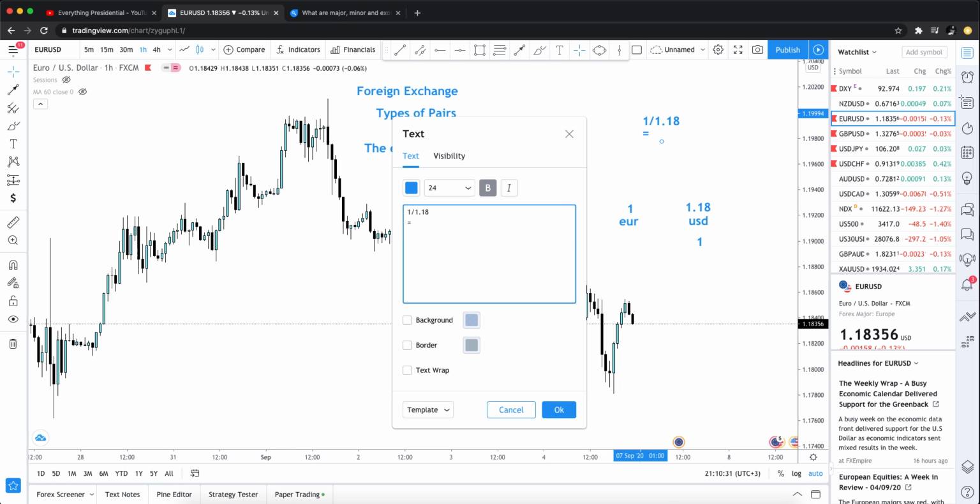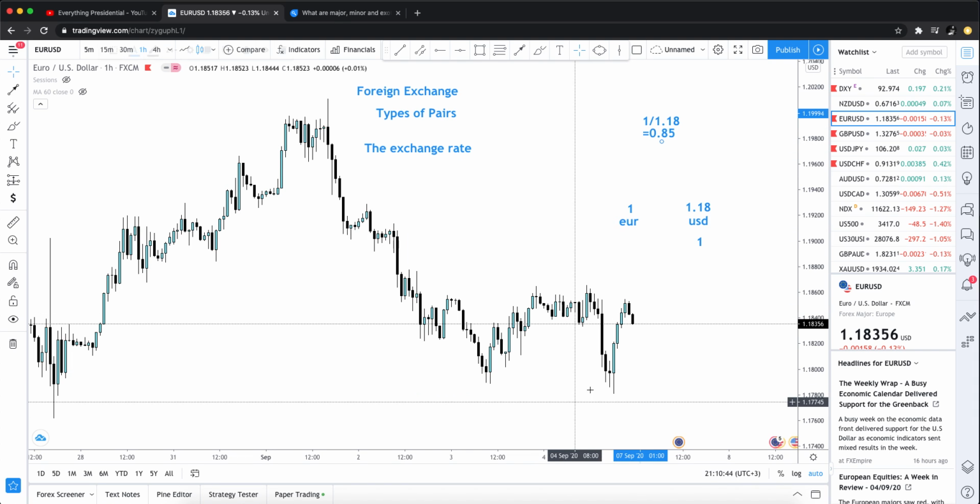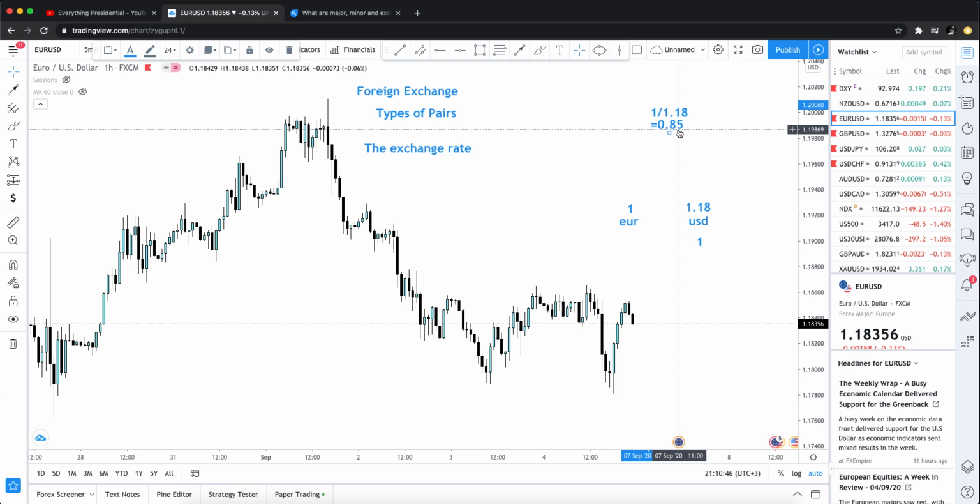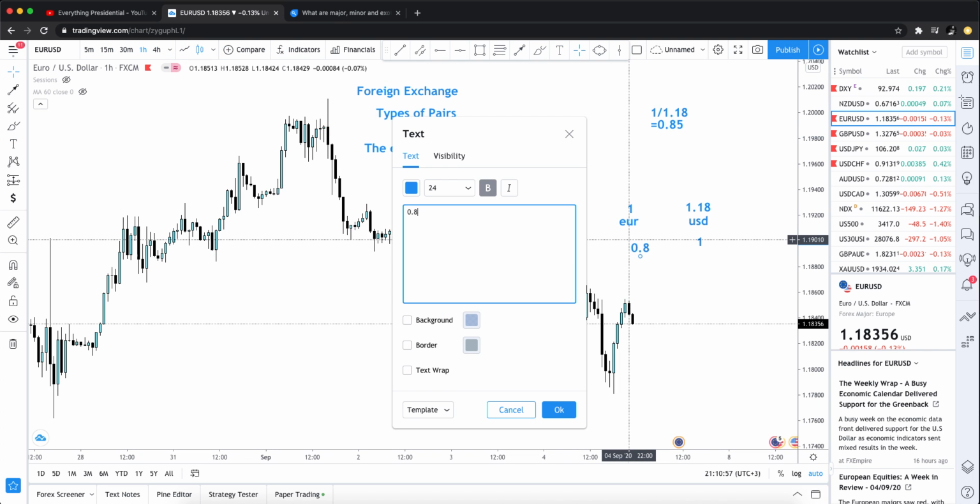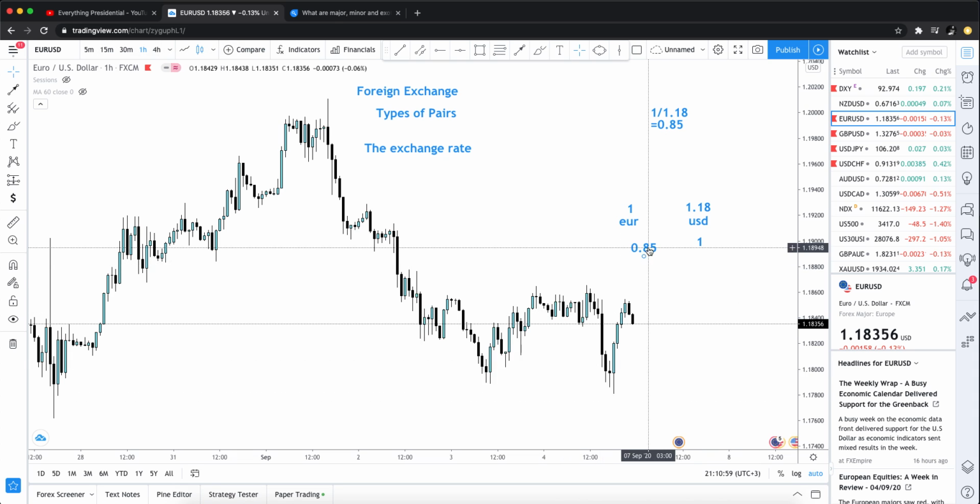equals, wait, let me do this on my phone. So 1 divided by 1.18, 0.85. I'm rounding it off to 2 decimal points just to keep things simpler. Okay, there you go. So I would need 0.85 euros. I would need to give the party 0.85 euro to get 1 US dollar.